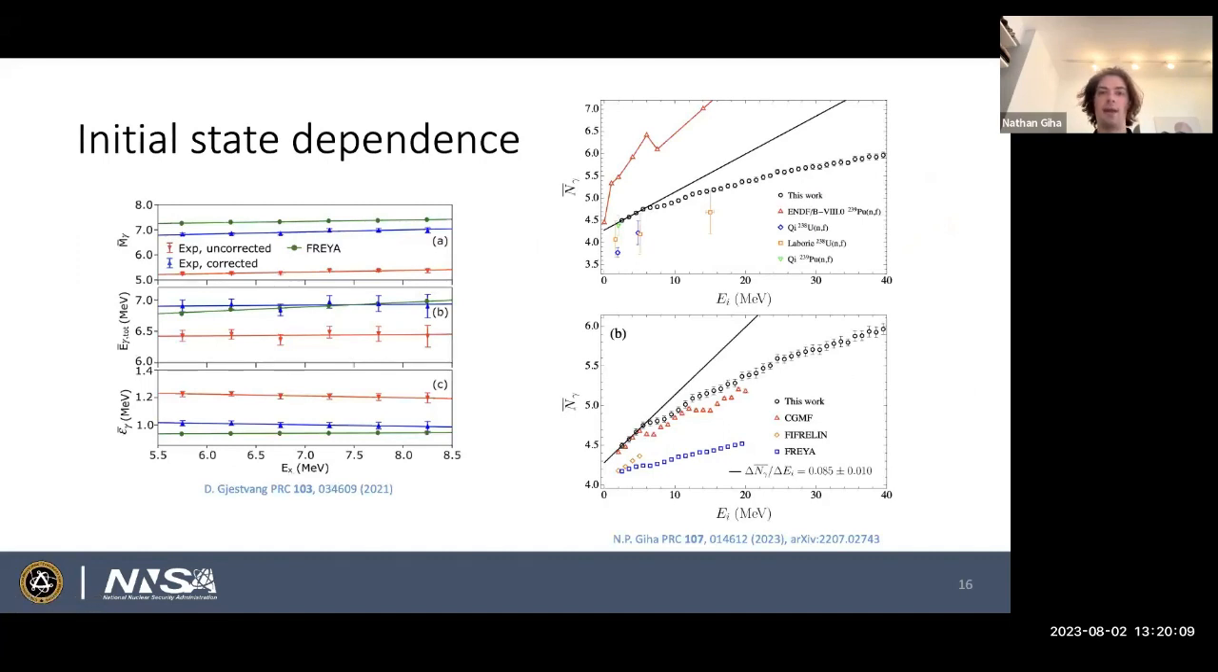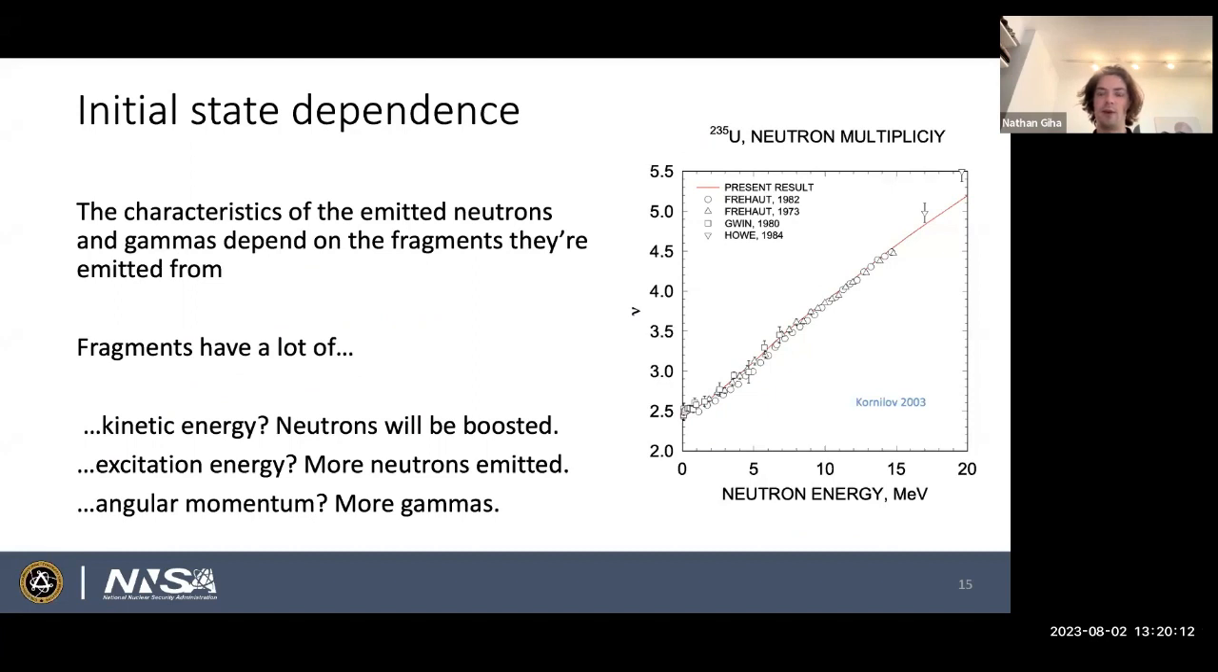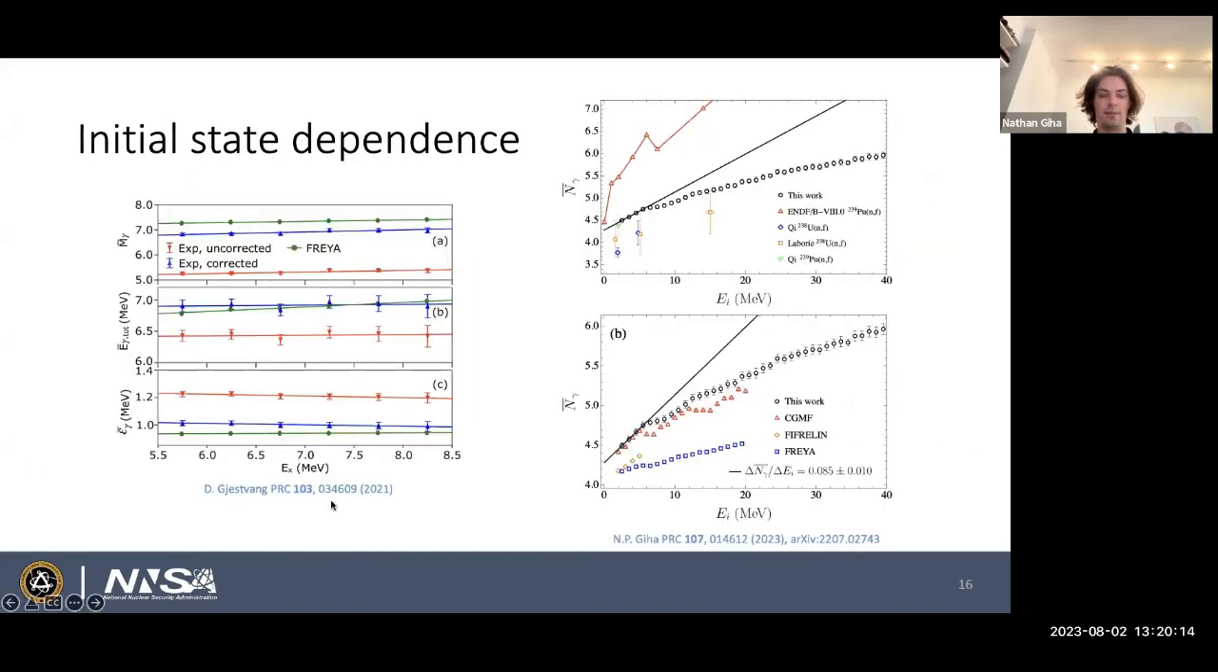These are kind of companion plots for that of neutrons here. This was a deuteron-induced fission experiment performed in Norway, where they found a slight dependence of the gamma ray multiplicity on energy. And this is a plot from our group that sees something similar with neutron-induced fission.